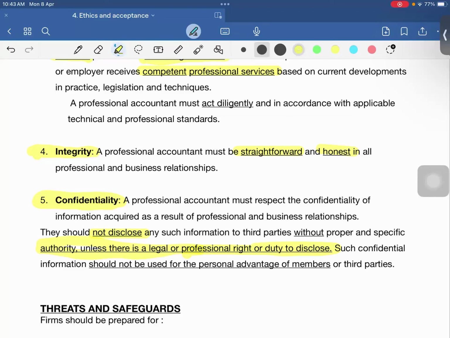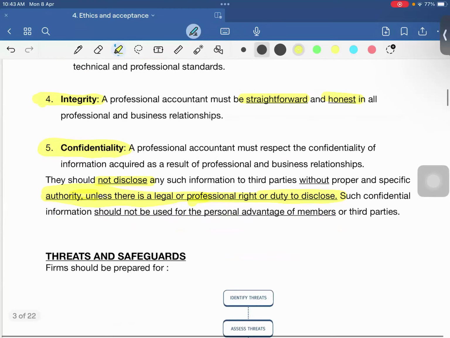And if you have any such information which is to be brought in front of the law, then it is your duty to come forward with it. Otherwise you are not allowed to touch your client's information, as in you're not allowed to disclose it to the outside world or third parties.